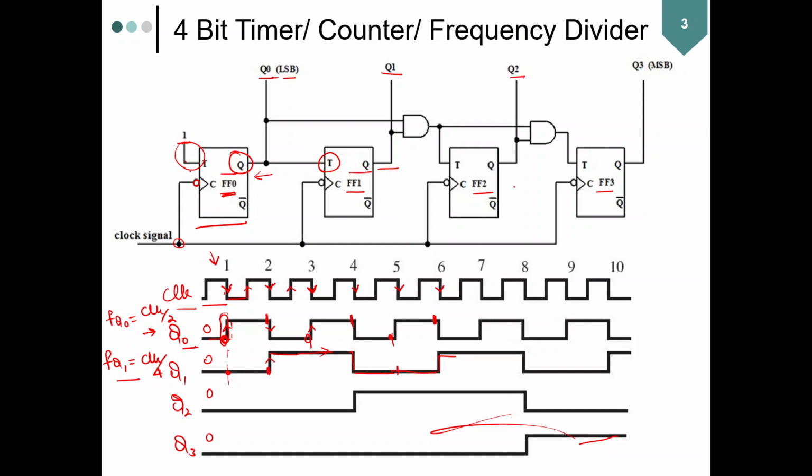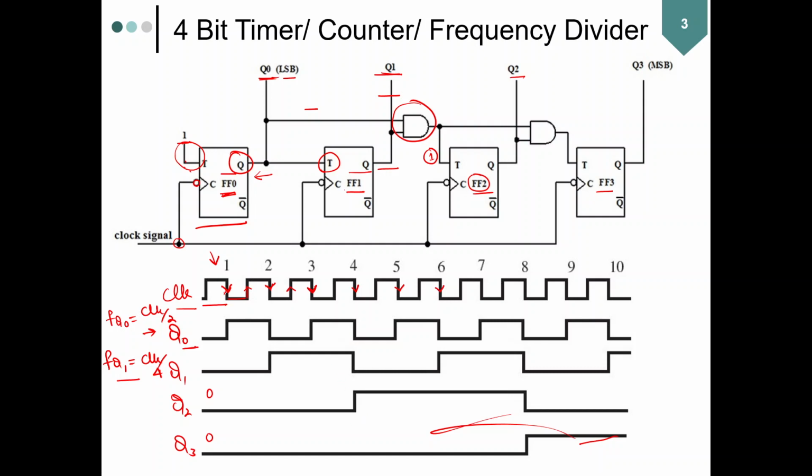So flip-flop 2 is being driven by the AND of Q0 and Q1. Now it means that it is going to receive input 1 only once both Q0 and Q1 are 1, otherwise it is going to remain 0. So we mark the negative edges of the clock cycles and we see where both Q0 and Q1 are 1.